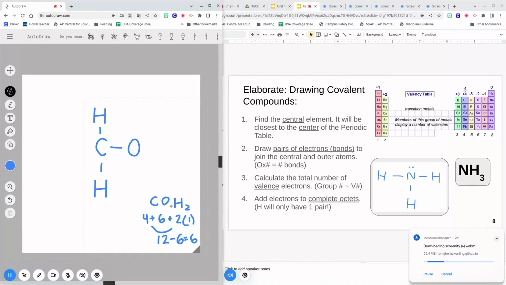Okay. If we remember that hydrogen is happy with just this 1 bond, then we might consider just adding the valence electrons to oxygen. There's our 6. But then we need to check and make sure each element achieves the octet rule. So our hydrogens are happy with just their 1 bond. Our oxygen is happy because it has 2, 4, 6, 8. And our carbon has 2, 4, 6, so it is not happy.